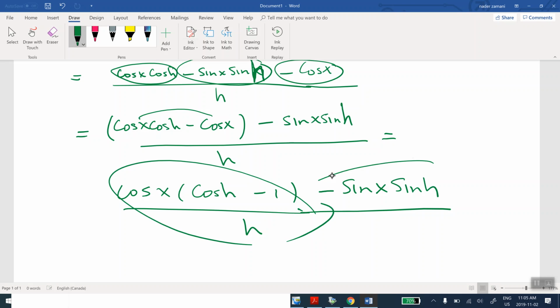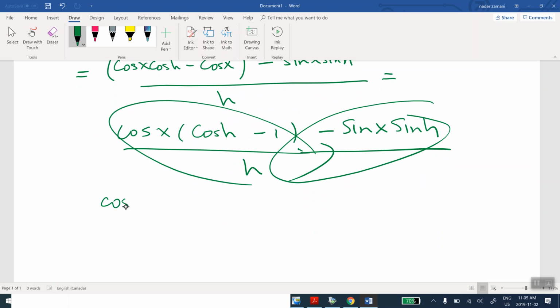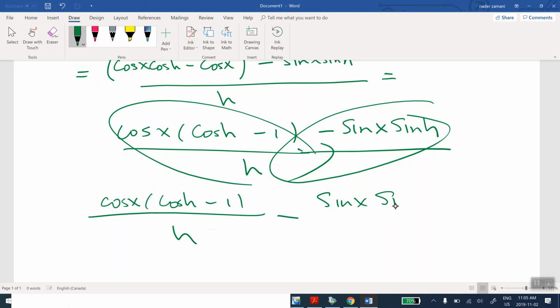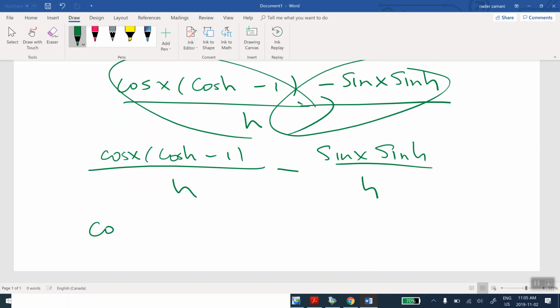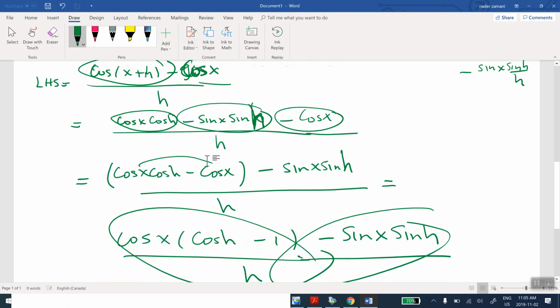I do this minus that, standard trick: cos x, cos h minus 1 over h, minus sine x, sine h over h. And finally rewrite this thing as cos of x times cos h minus 1 divided by h, minus sine x, sine h over h. And this is exactly what your right hand side is, right there.